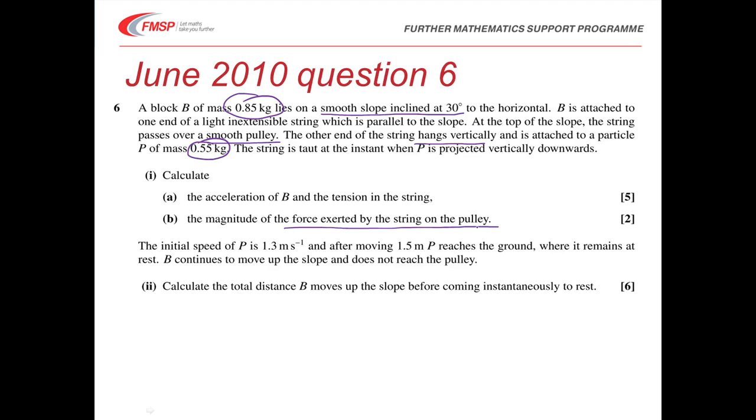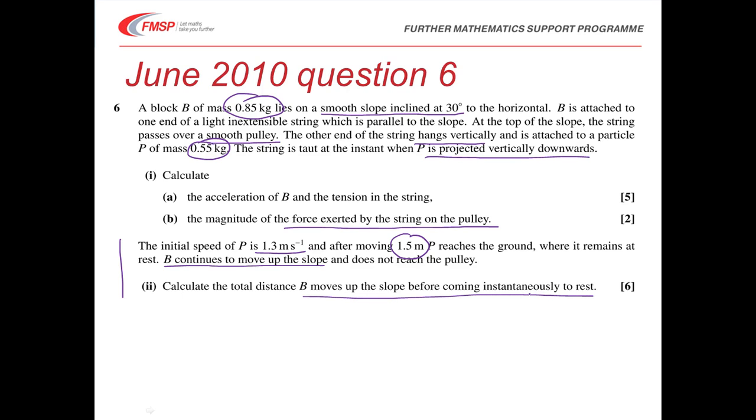Then there's a little bit of suvat. The initial speed of P is a certain amount because it's projected vertically downwards when the motion starts. It travels 1.5 meters downwards and hits the ground, and what happens to B, which is continuing to move up the slope? What distance does it travel before coming to rest?